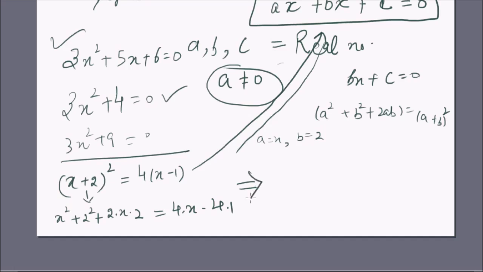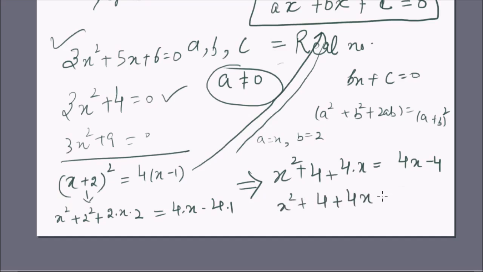That is, x square from the left hand side plus 4 again from the left hand side, and this 2 into 2 is 4 into x becomes 4x minus 4. If we have to express in this form, the right hand side should be 0 in the equation. Thus, bringing all these terms to the left hand side, we get x square plus 4 plus 4x minus 4x, and this sign changes to positive 4, equal to 0.